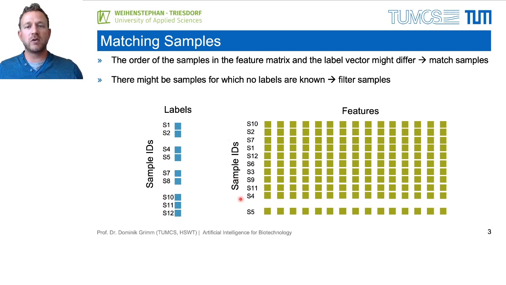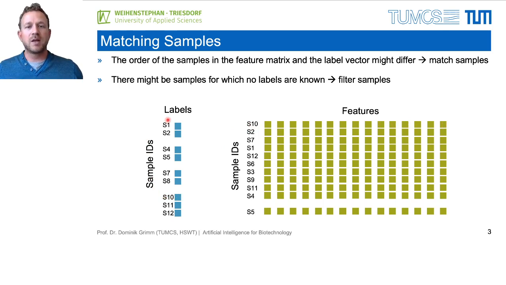So what we have to do in reality, we have to match the samples so that the ordering of this feature row is at the same position as in the label. So that S10, for example, in this example, is at the first position in the labels as well.